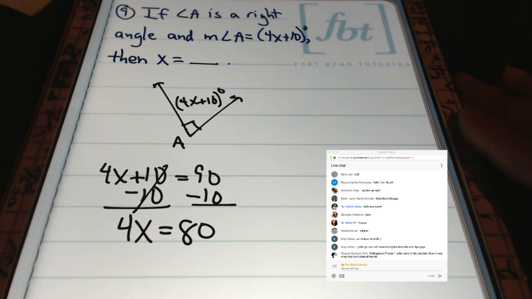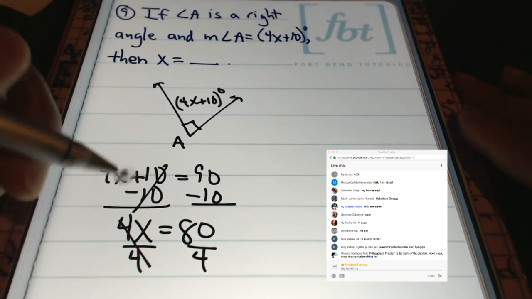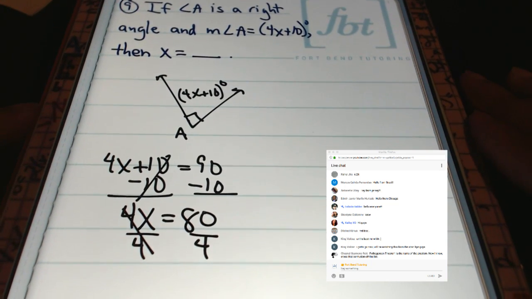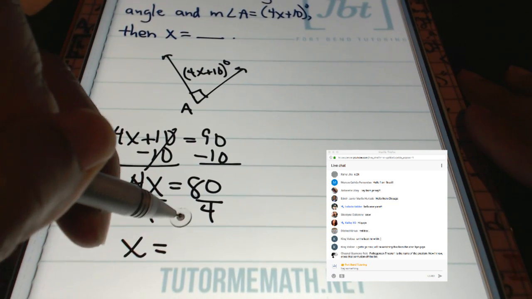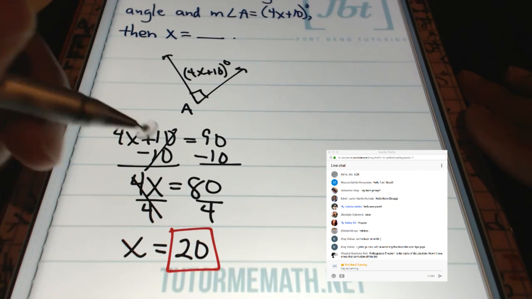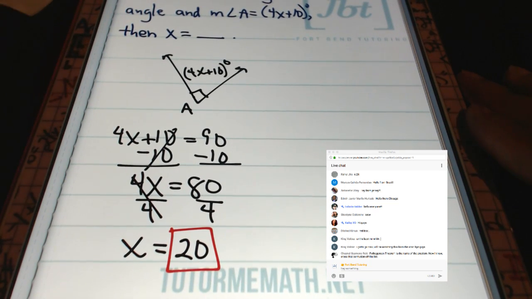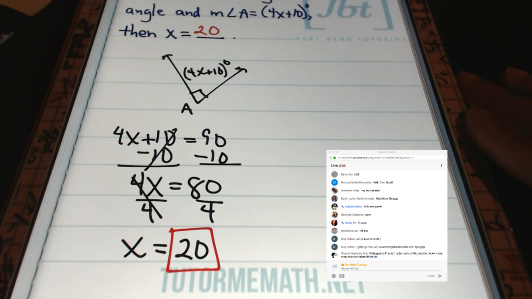We're solving for x by isolating the term of the variable. I started out by subtracting 10 from both sides. Using the division principle of equality, we're going to be dividing both sides by 4, and then you will end up with your value of x, which is 20. 80 divided by 4 is 20, guys, and we will red box this. So that's the value that belongs in our blank at the beginning. They're looking for 20. X equals 20. Done and done for problem number 9.